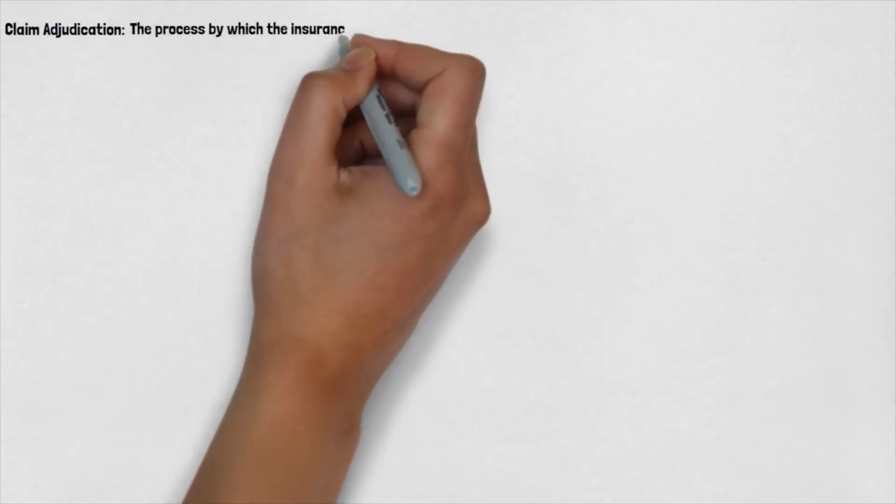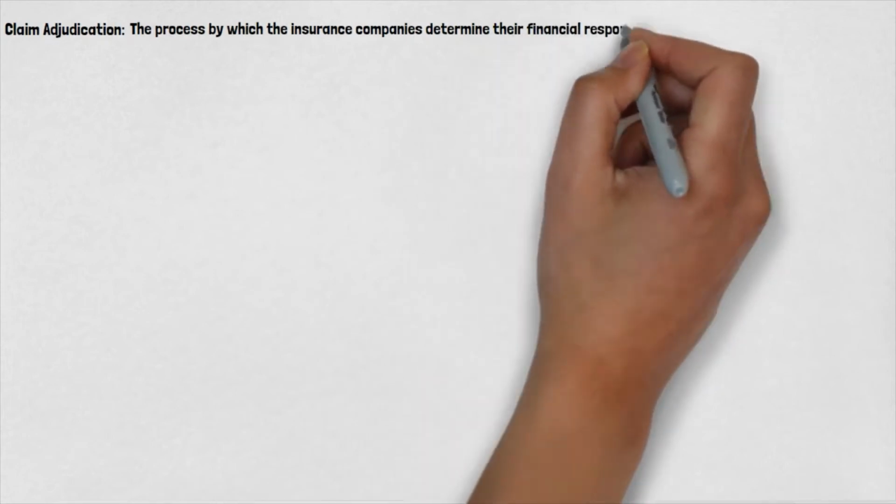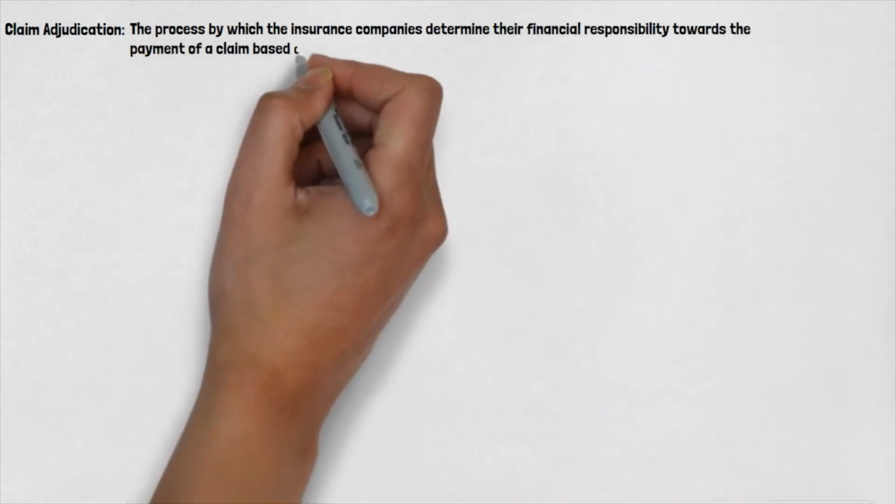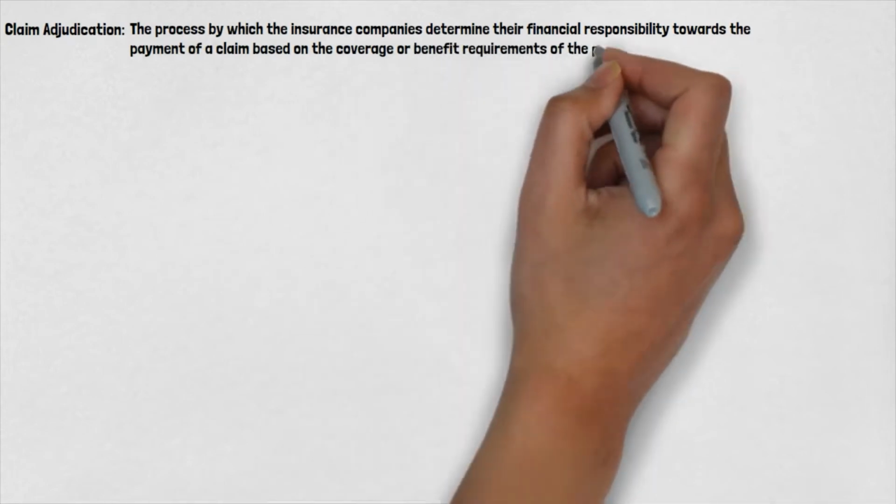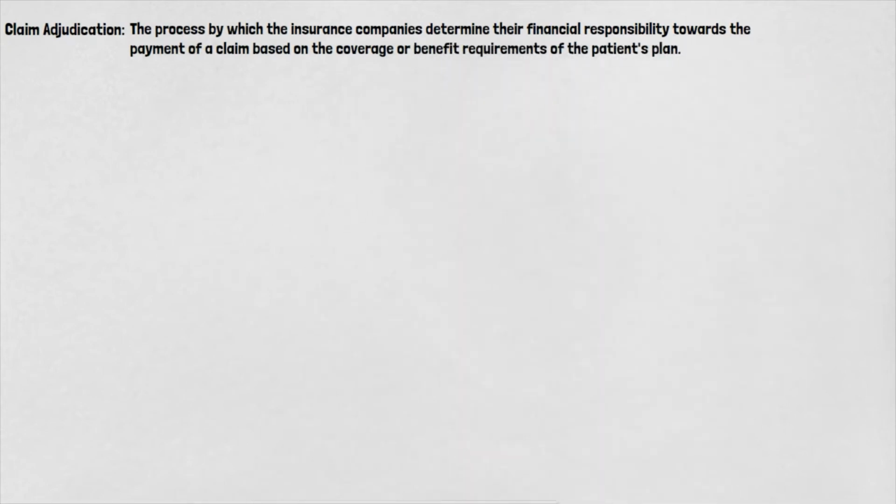Claim adjudication: the process by which the insurance company determines its financial responsibility towards the payment of a claim based on the coverage or benefit requirements of the patient's plan. Now, payments are made by the insurance companies as per the benefits of the patient's plan, taking into consideration things like patient cost share, like copay, co-insurance and deductible, and also any other limitations under the plan, like non-covered services, for which the insurance company will not be responsible for making the payments.